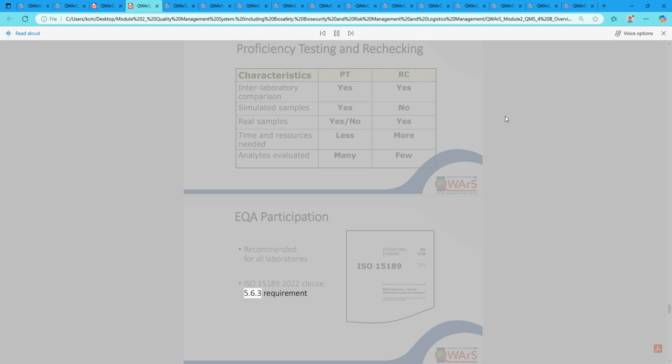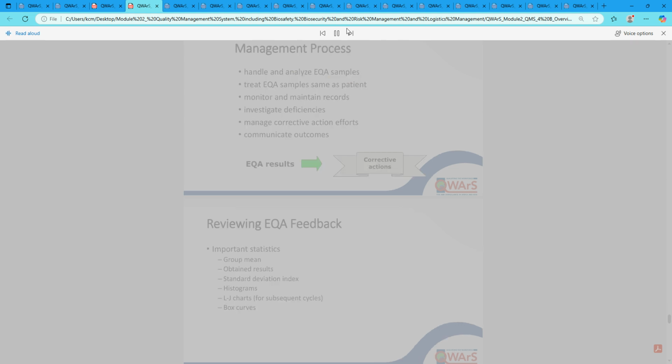ISO 15189:2022 clause 5.6.3 requirement. ISO 15189 management process: handle and analyze EQA samples, treat EQA samples the same as patient samples, monitor and maintain records, investigate deficiencies, manage corrective action efforts, and communicate outcomes. EQA results and corrective actions. Reviewing EQA feedback.